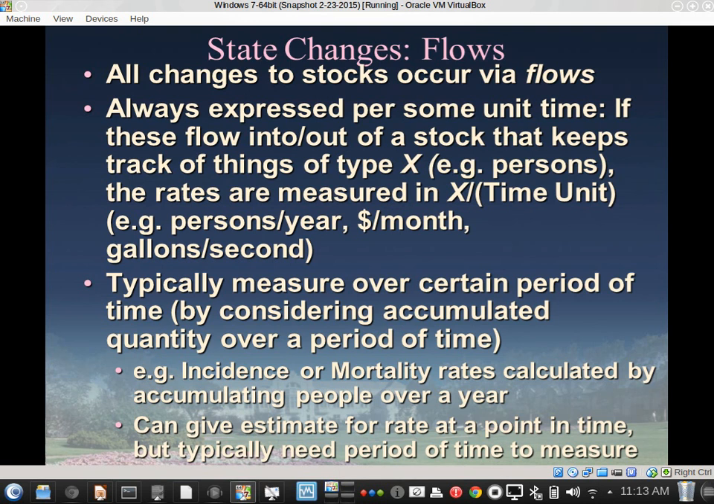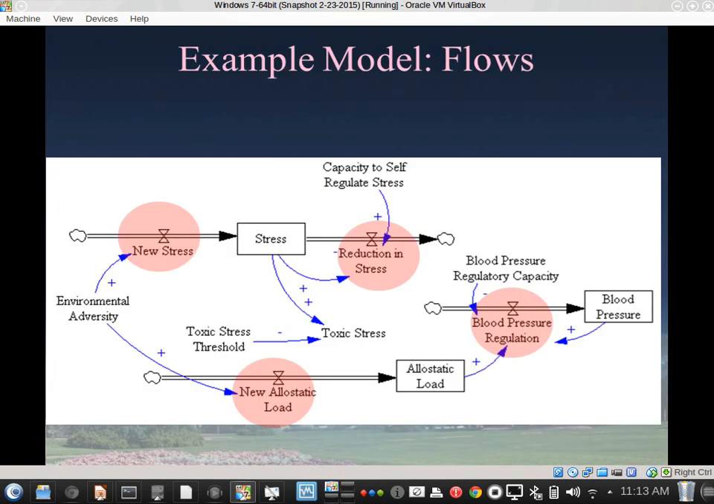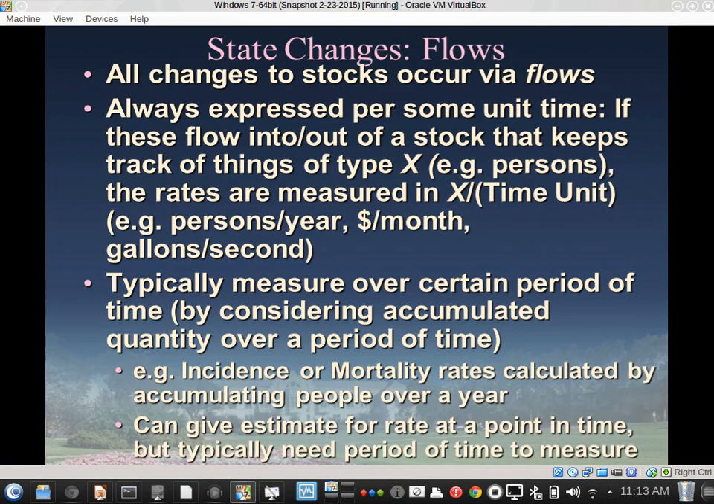Let's talk about flows. Flows are the other components of the system, and we show these as valves here. Turns out that those are the verbs of the system. Those are what are affecting the system. So you could think of the stocks as the nouns, and these are the verbs. This is where the actions are occurring. So the buildup of new stress, buildup of allostatic load, reduction in stress, buildup associated with blood pressure or change in blood pressure.